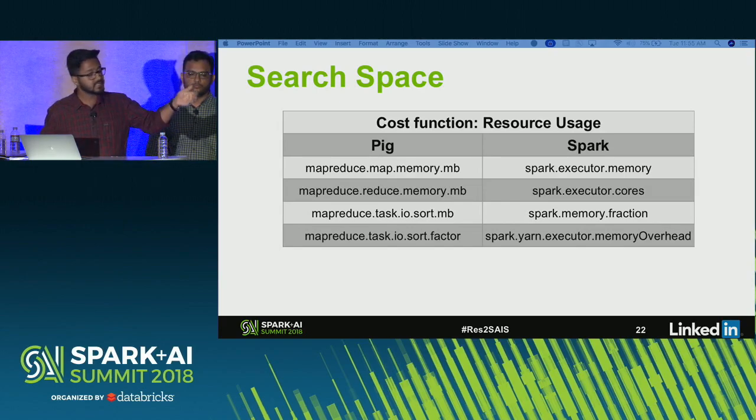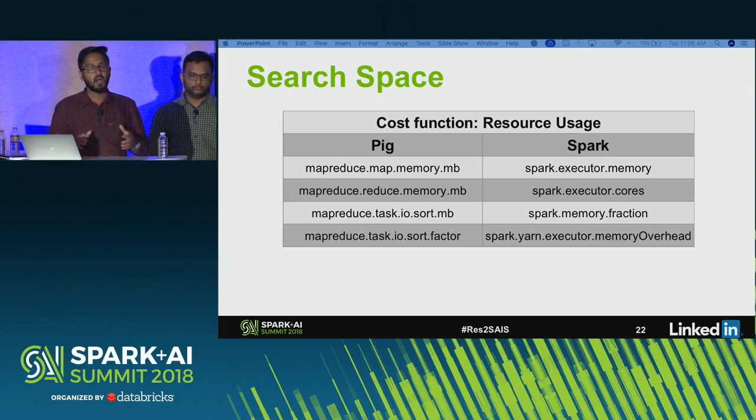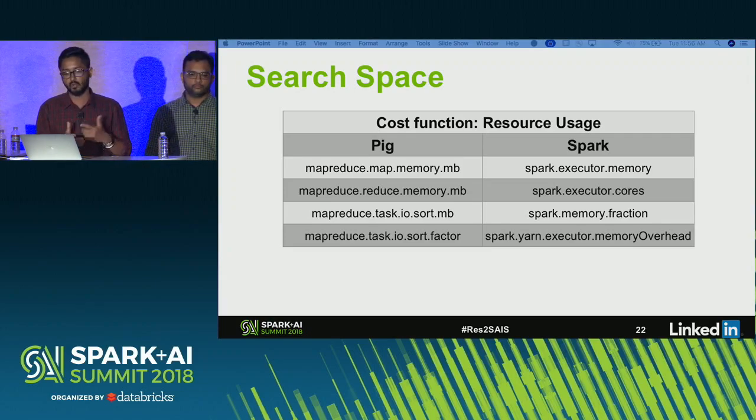So this is the list of parameters which we are tuning for Pig and Spark. These parameters were chosen empirically. We only wanted to choose those parameters which have significant impact on the cost function. As you can see, these parameters are mostly container size and the cores.